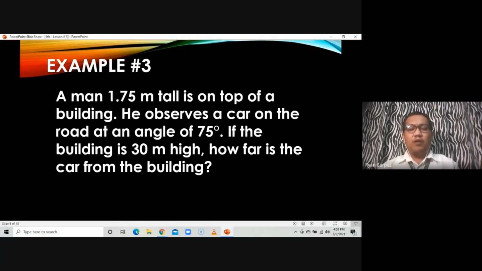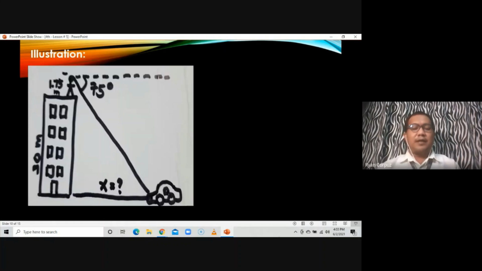So let's draw an illustration. So if I'm going to do an illustration for problem number 3, so ganito yung kalalabasan niya. Pasensya lang, medyo saliwa ng konti yung drawing. So for example, this is the building. Yung height ng building ay 30 meters. Tapos may tao on top of the building na ang height ay 1.75 meters. Then nakita niya yung car sa baba na ang angle niya ay 75 degrees.